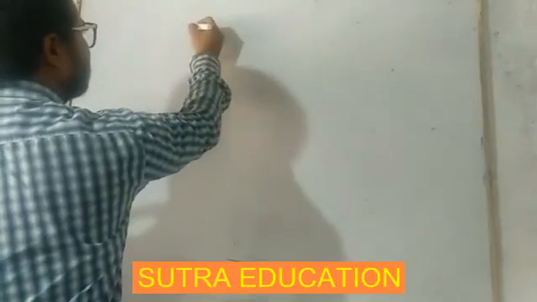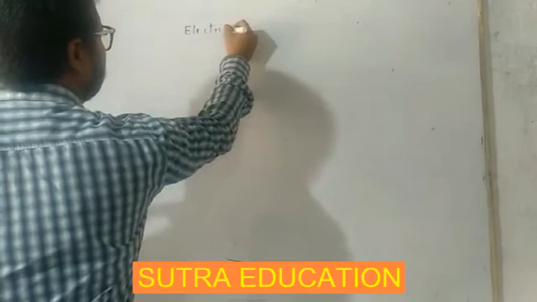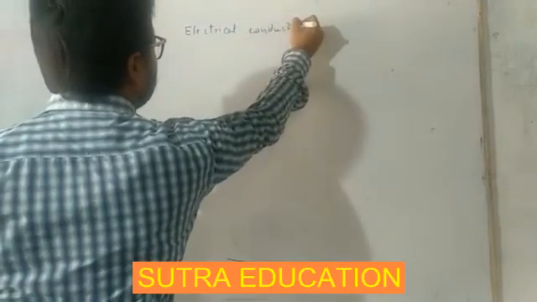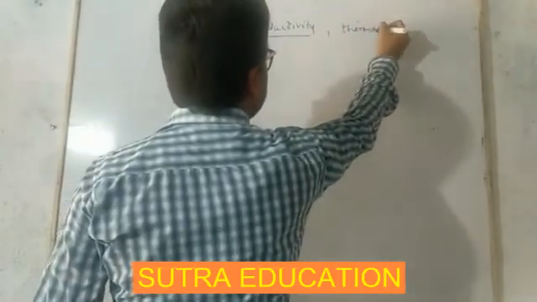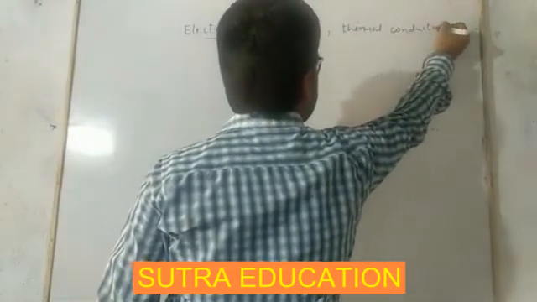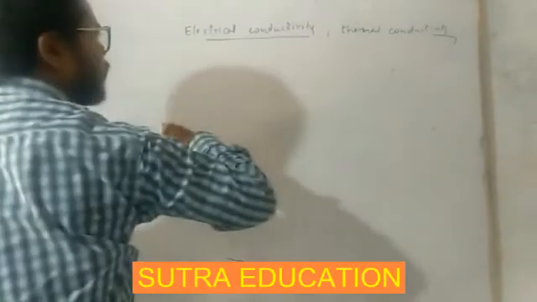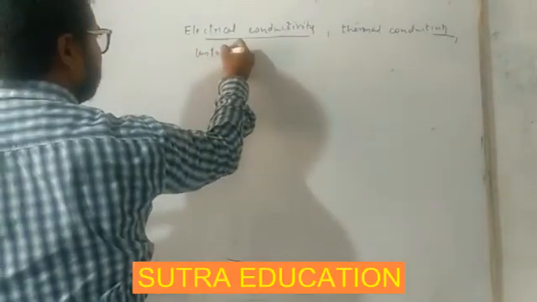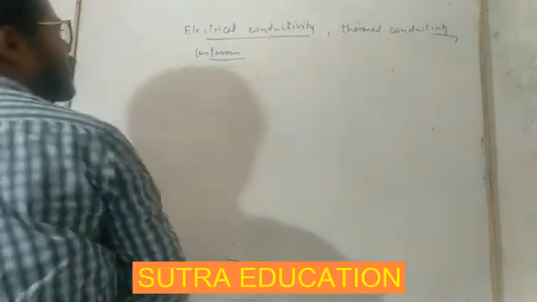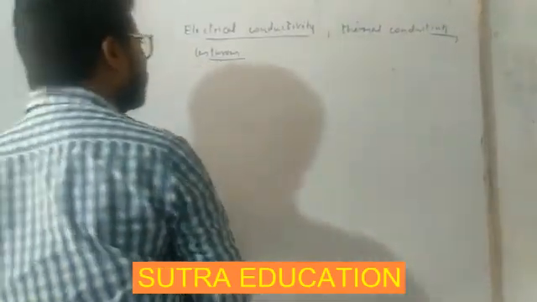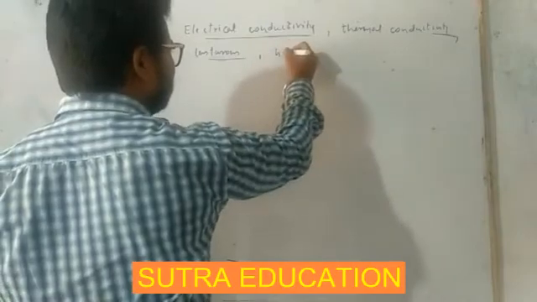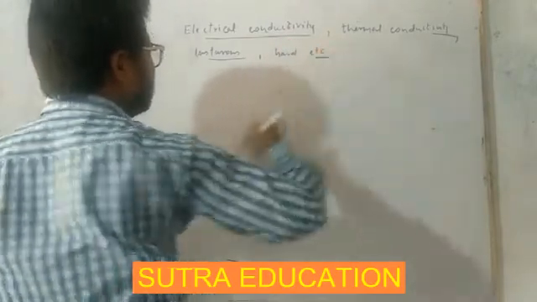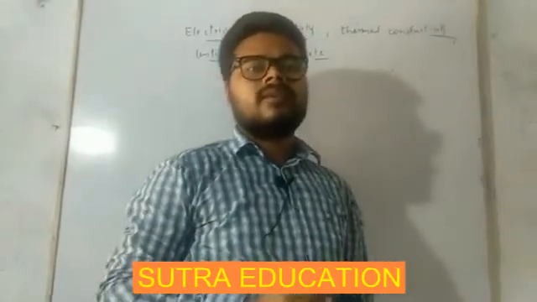Metallic properties such as electrical conductivity, thermal conductivity, then metals are lustrous, then metals are hard, etc. Okay, using this electron gas theory.